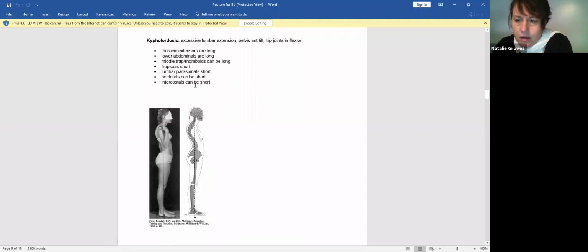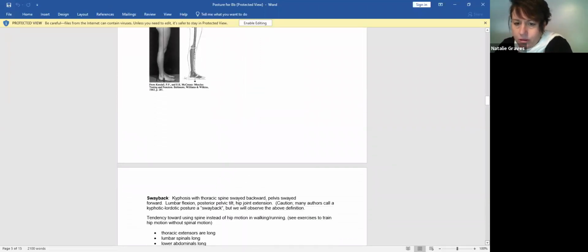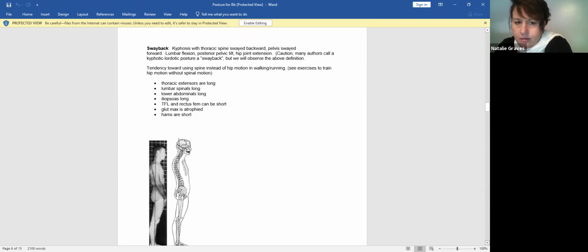And then the intercostals can be too short. So anytime you have excessive kyphosis, the ribs, the intercostals, that can sort of crunch down the rib cage and can potentially create respiratory problems. Usually with a posture like that, unless it's excessive, you're not going to see changes in the respiratory status, but you could.